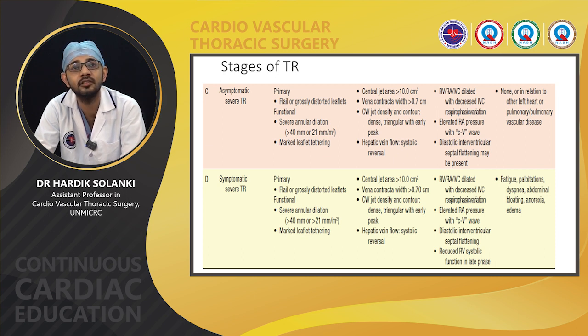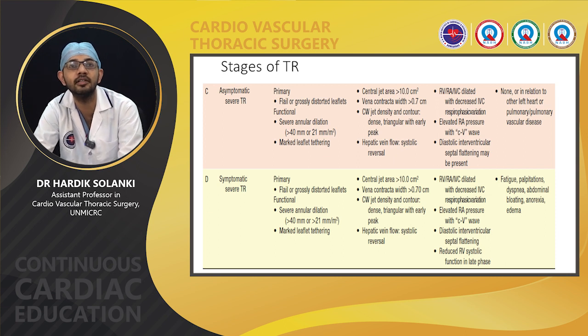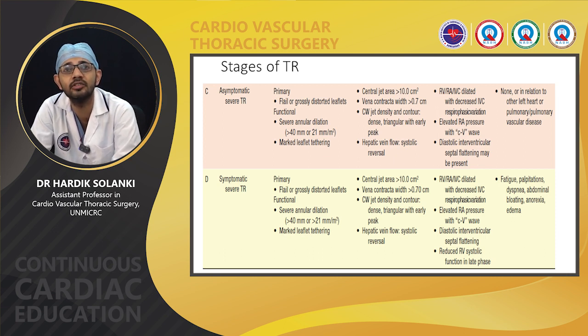And the fourth stage is symptomatic severe TR, stage D. Patient having symptoms of RV dysfunction such as fatigue, palpitation, dyspnea, abdominal bloating, anorexia, and edema and ascites. Patient having grossly distorted leaflets and severe annular dilatation with leaflet tethering, and the vena contracta more than 0.7 centimeter, central jet area more than 10 centimeter, and systolic reversal of the hepatic vein flow.